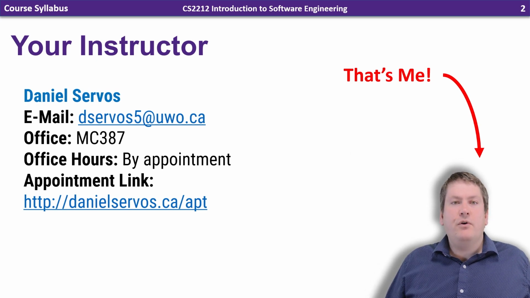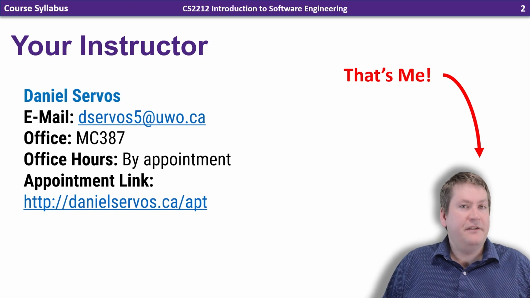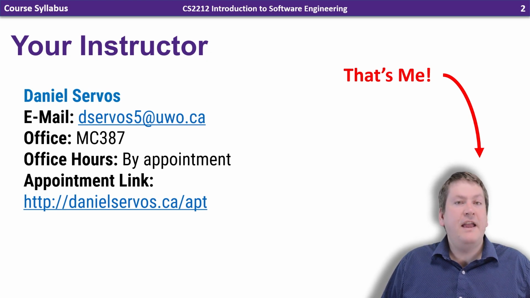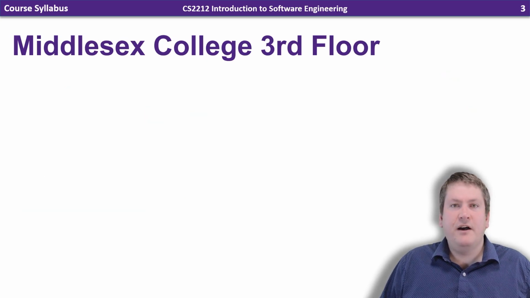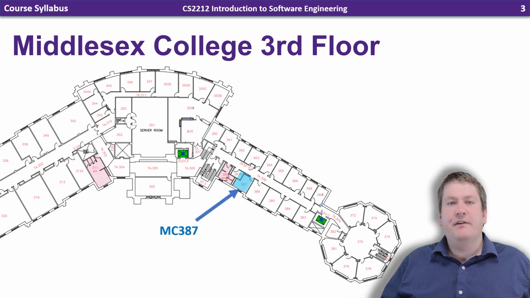So if any time during the course you need to contact me, my email is dservos5@uw.ca, and I also have office hours by appointment. To make an office hour by appointment, just follow the link on the screen, danielservos.ca/apt, and it will show you available times. I have times available both for online meetings as well as in person in my office, MC387. That is on the third floor of Middlesex College, which you can find about here on the right-hand side of the building if you're facing it.